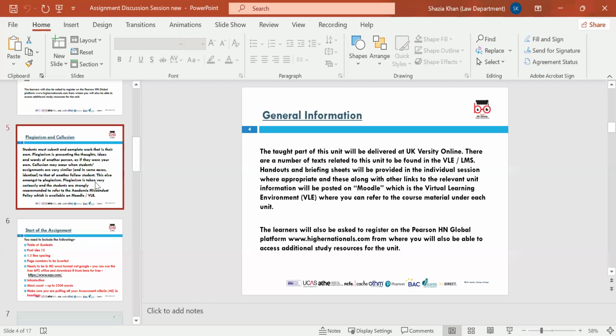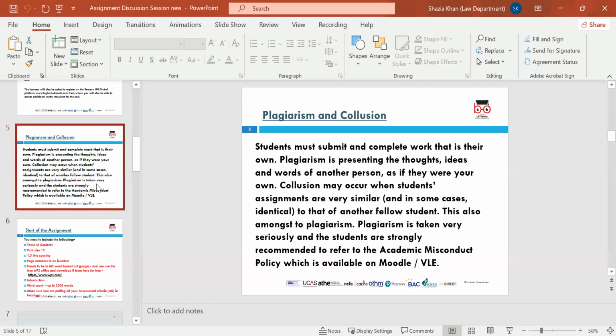Again, plagiarism and collusion. Another slide, really important. Students must complete and submit their own work. Plagiarism is presenting the thoughts, ideas and words of another person as if they were your own. Collusion may occur where students' assignments are very similar, and in some cases identical, to another fellow student. So do not use any other fellow student's work. Do not use any other assignments. Make sure you submit your own assignment.